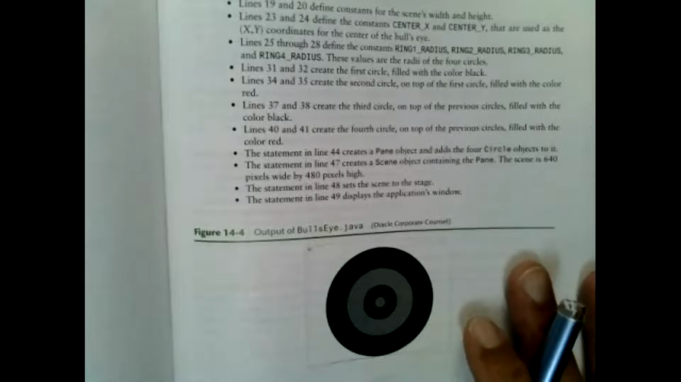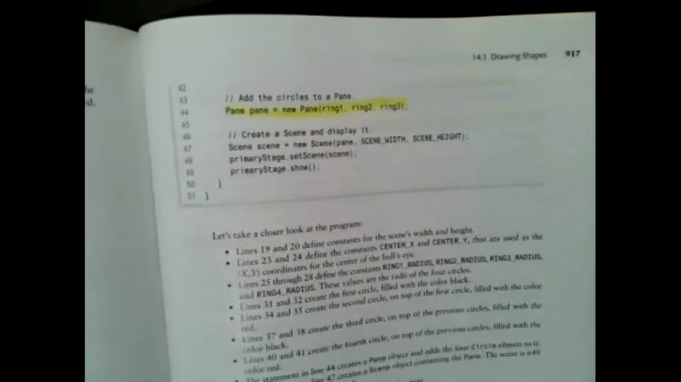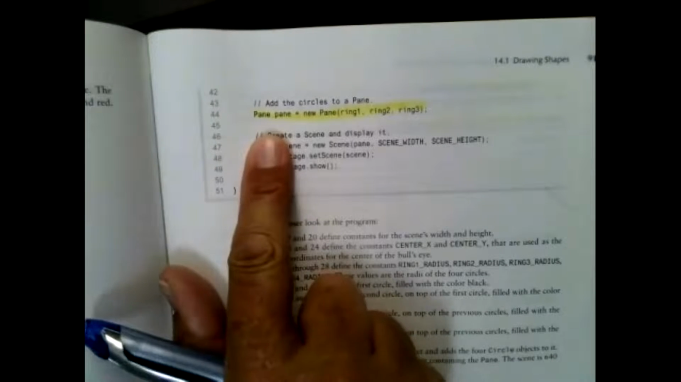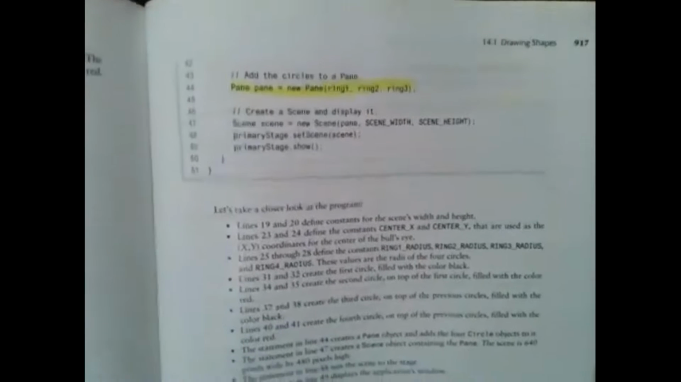Yeah, except this one actually has color. Well, yeah, the book's black and gray. Do you have black, red, black, red? All four are there? Yeah? Okay. So I want to go back up to, take a look at your line 44. What does your line 44 say?